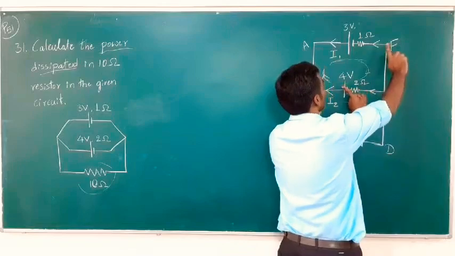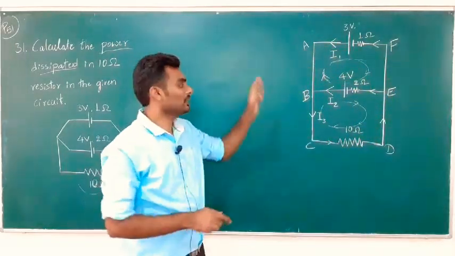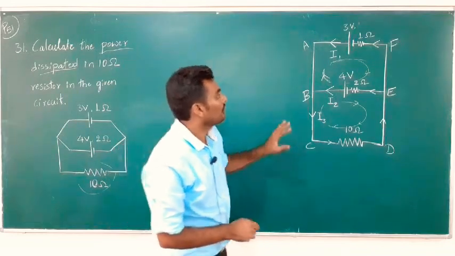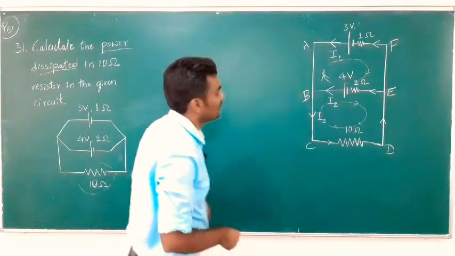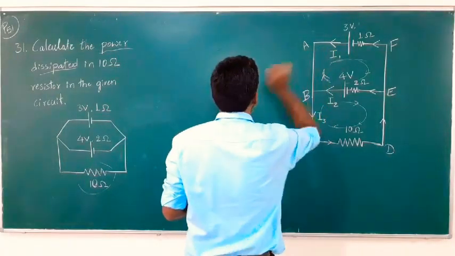It becomes I2 and I1 goes here. That is the complete picture of current in the entire circuit. So now I'll be applying, okay, from this first let me get the relation of I3, I2 and I1.